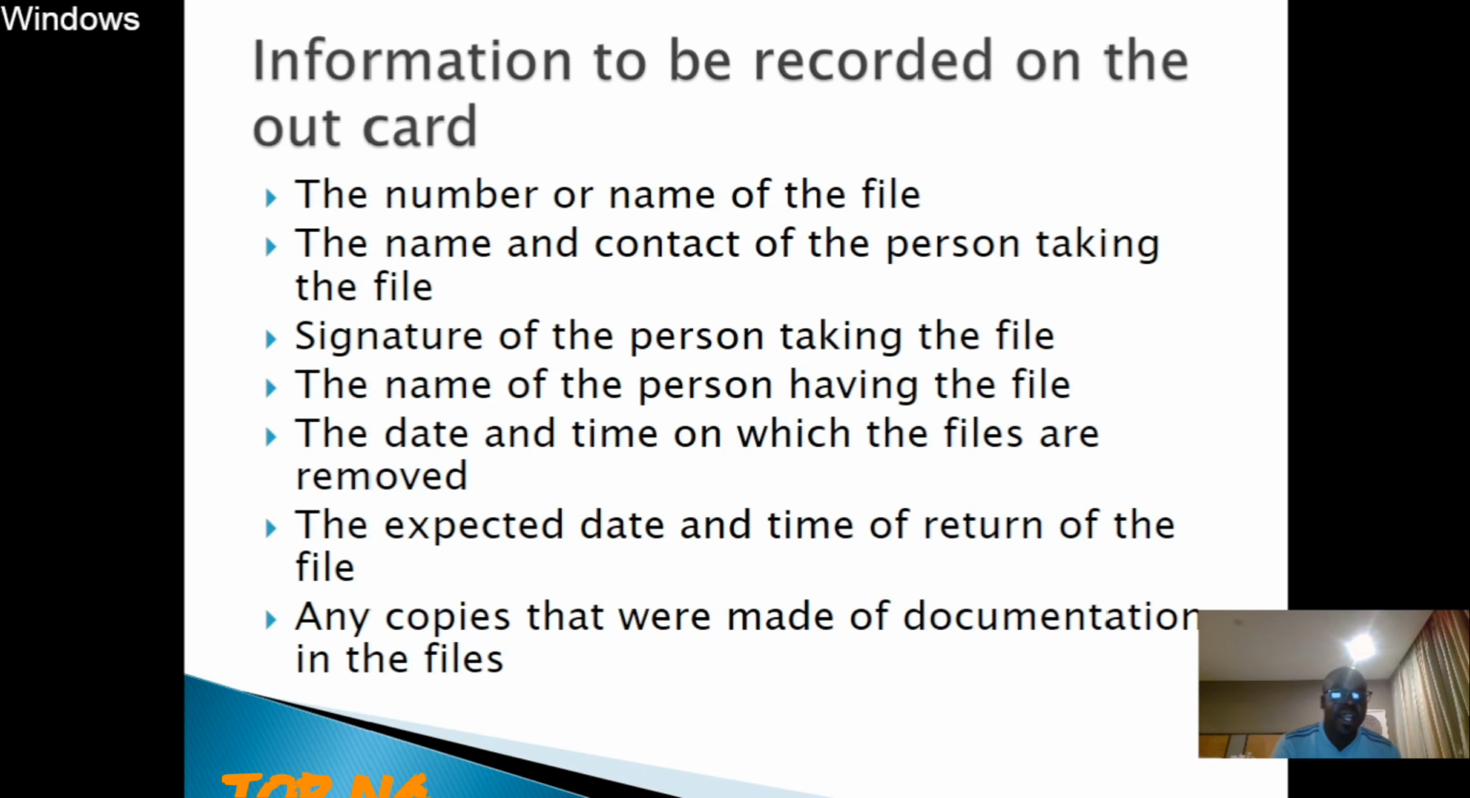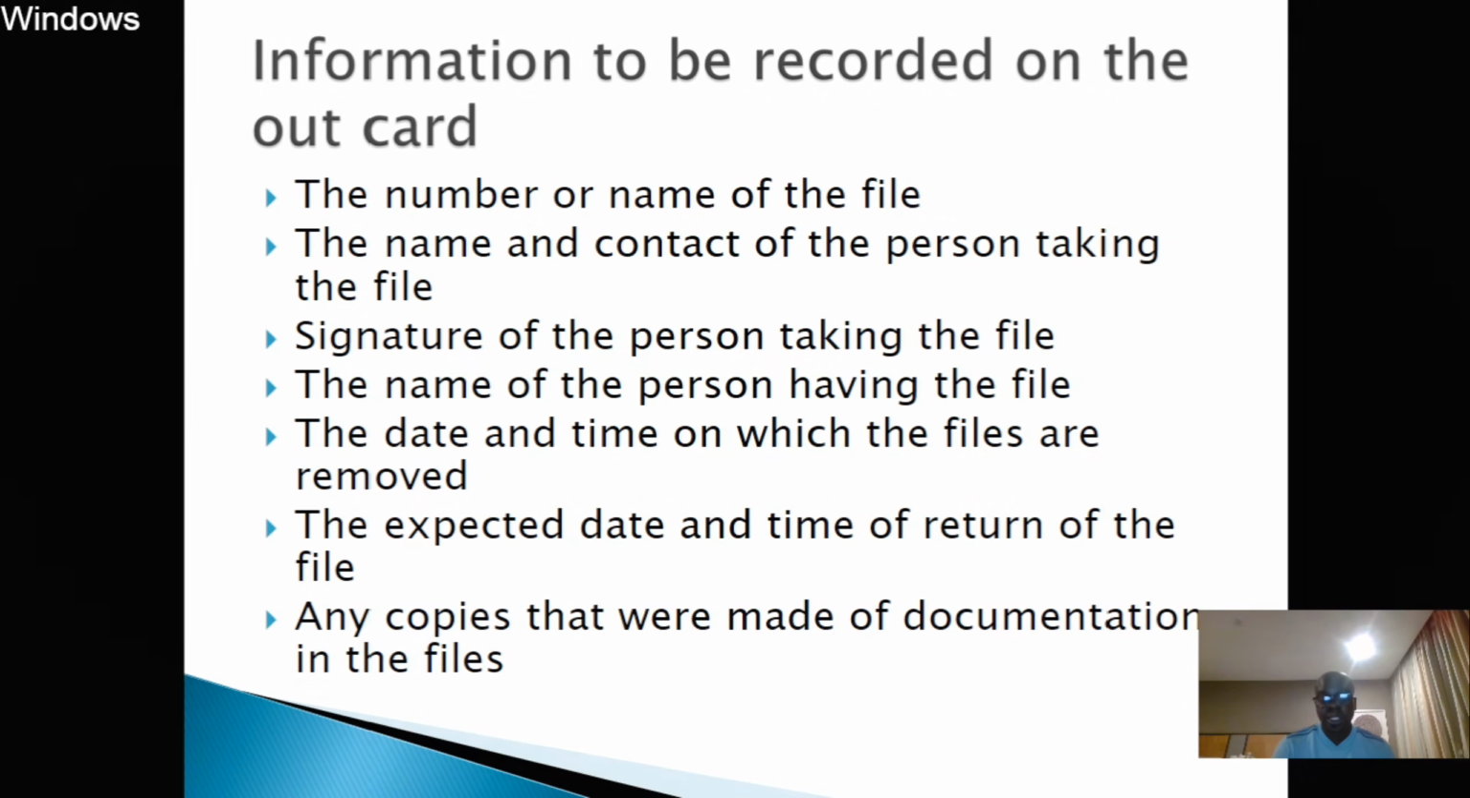So when an outcard is put there, the outcard must have the following: the name or the number of the file, the name and the contact of the person taking the file, signature of the person taking the file, the name of the person having the file, the date and the time on which the files are removed, the expected date and time of the return of the files, and any copies that were made of the documentation.